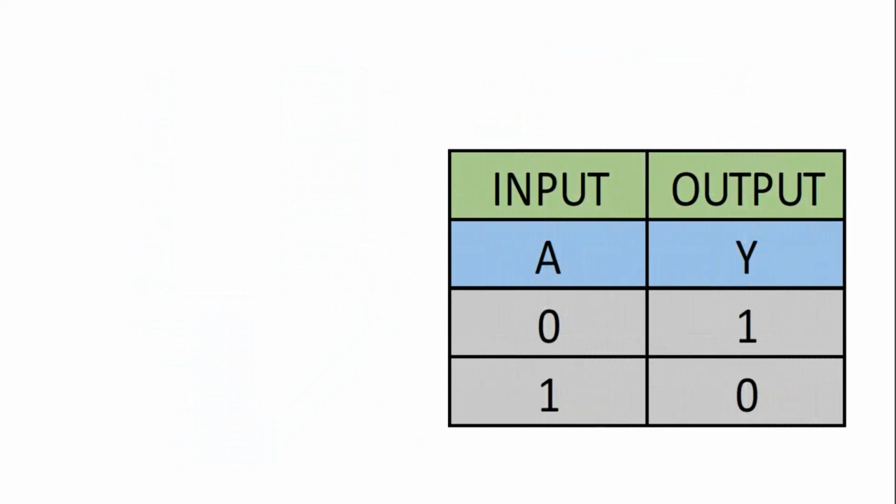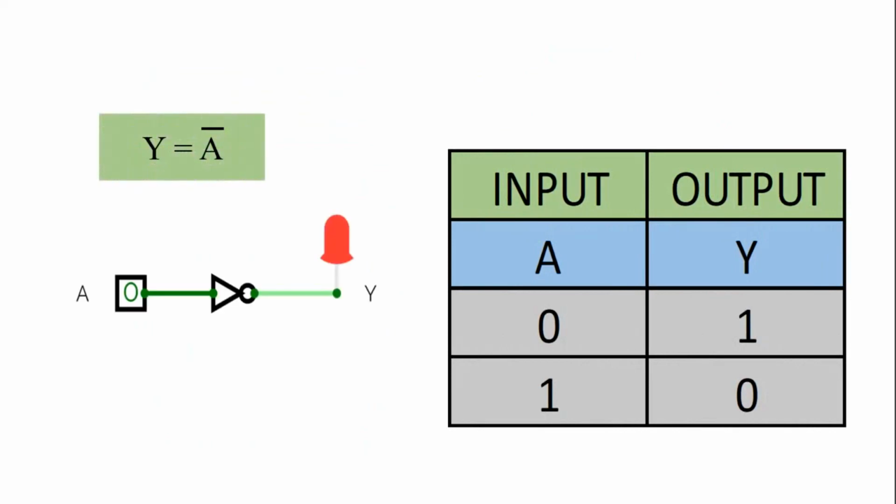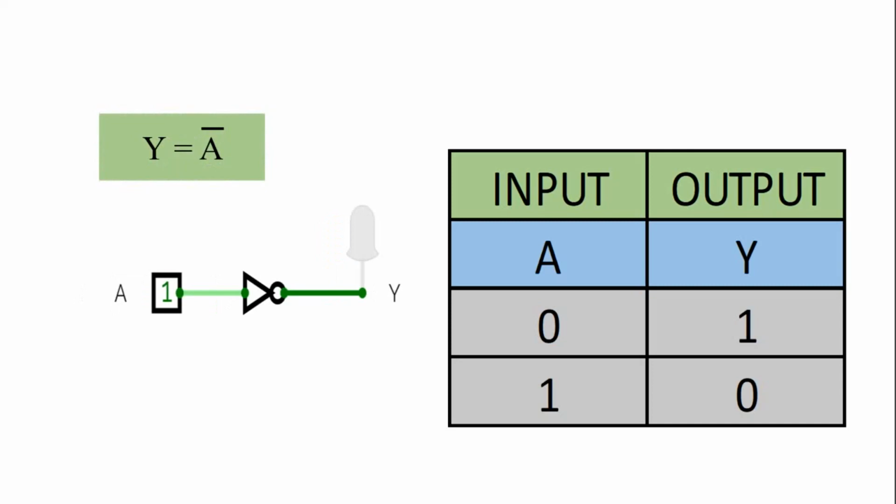This is the truth table of NOT gate. A is the input and Y is the output. As we know, Y equal to A bar. So when input A equal to 0, output is 1. And when input A equal to 1, output Y is 0.